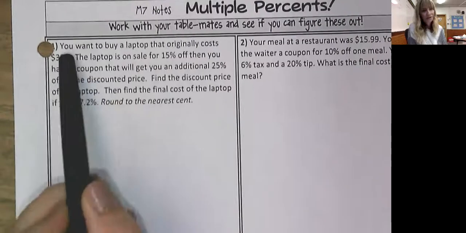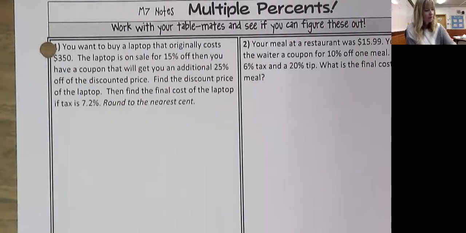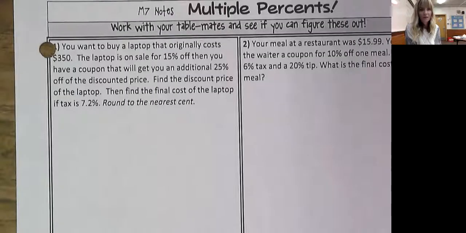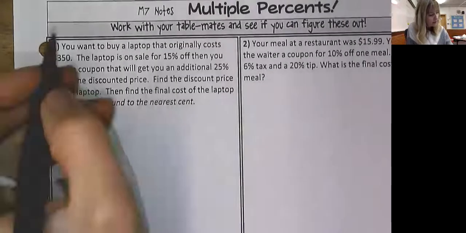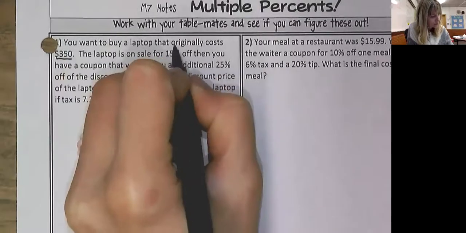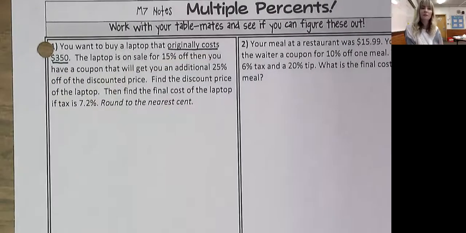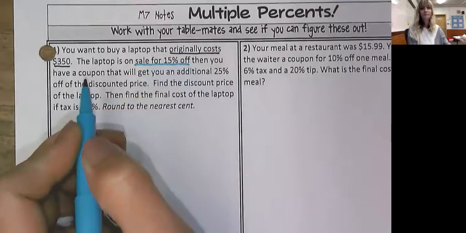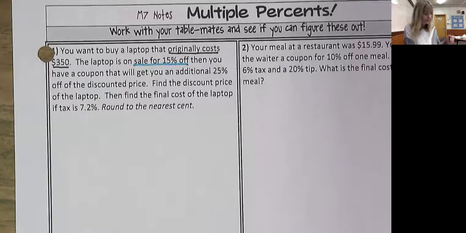So let's read question number 1. You want to buy a laptop that originally costs $350. I'm just going to underline some important things. Originally costs $350. There's the original. I'm sure that's going to be useful. Okay, what else does it say? The laptop is on sale for 15% off. There's 1% going on there. It's on sale for 15% off.